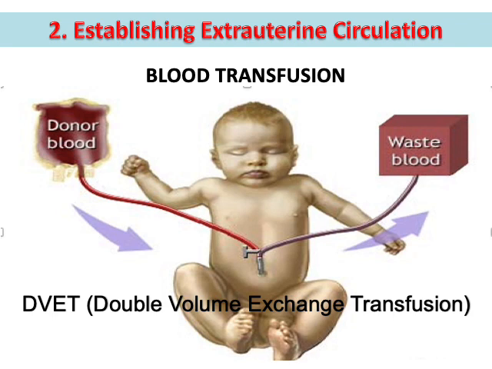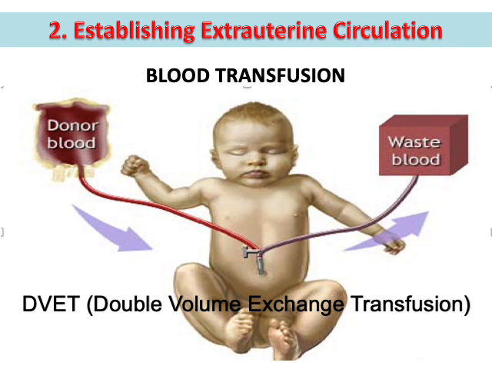This is now DVET, the double volume exchange transfusion. From the previous blood transfusion photos I showed you, it is just a simple blood being transfused via the umbilical vein. But in the DVET, we remove abnormal blood components and replace them with donor blood, which means you are now using two types of access, which is the UA and the UV.